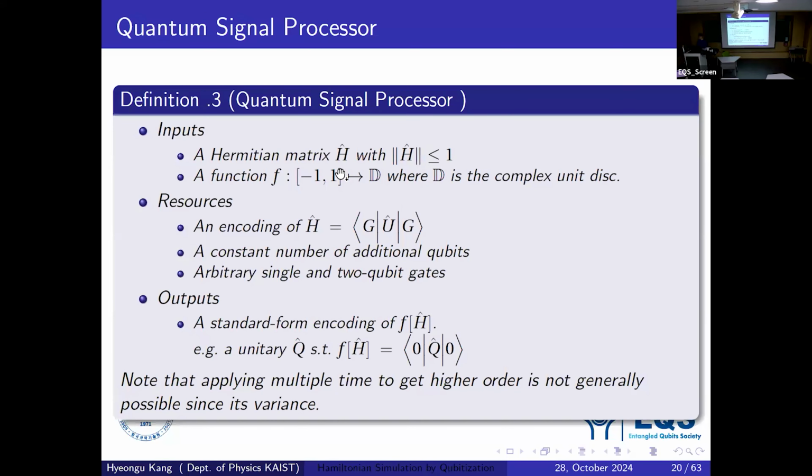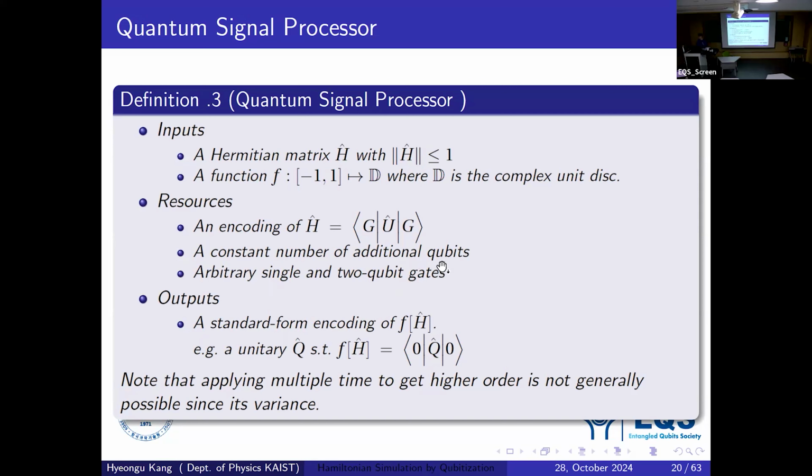There's a bunch of things, but the core thing is that we have a Hermitian matrix and a function. Then we can give a standard form encoding of FH. And the resources that we use are an encoding of H and a constant number of additional qubits, like the ancilla qubits you can see, and arbitrary few gates and some constant number of additional gates.